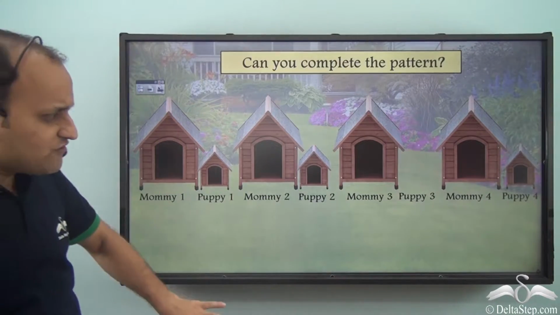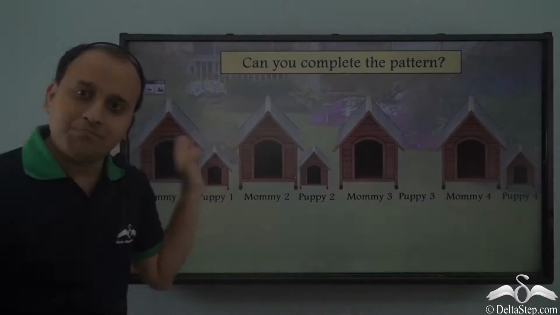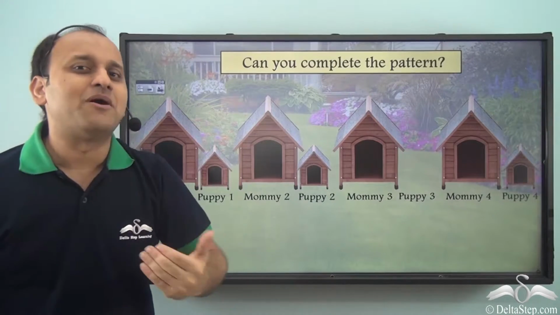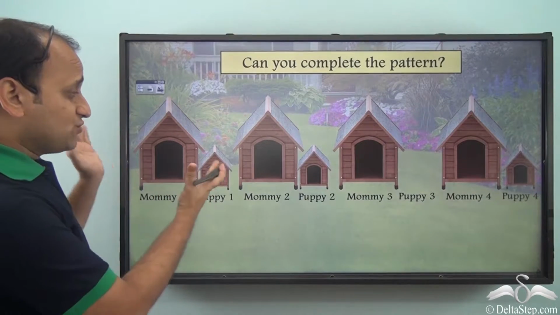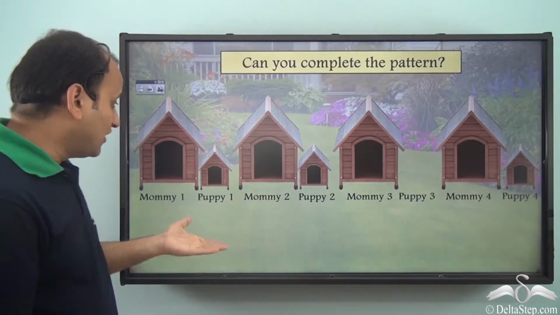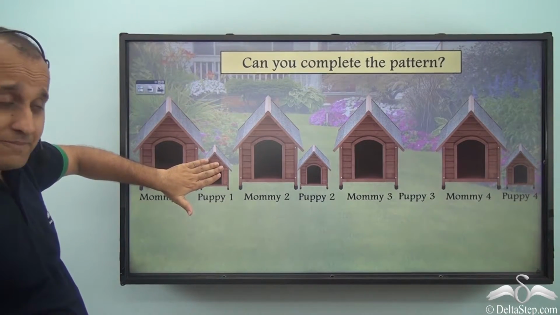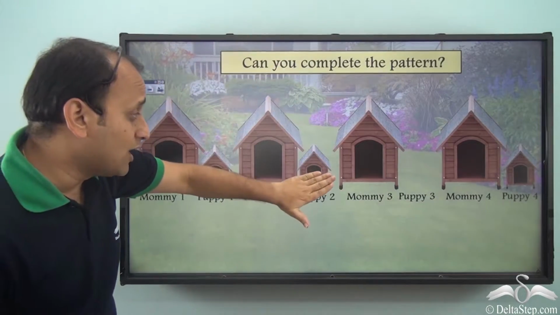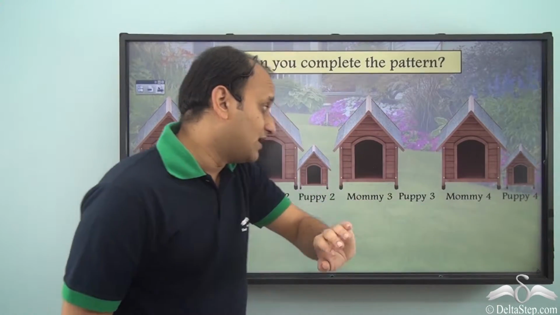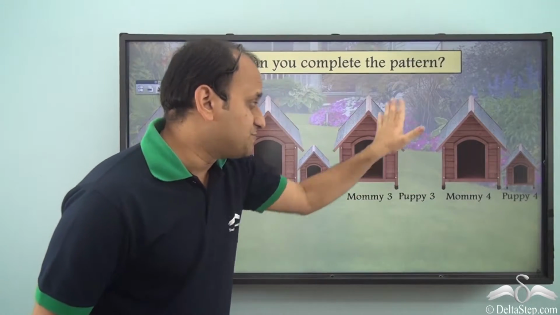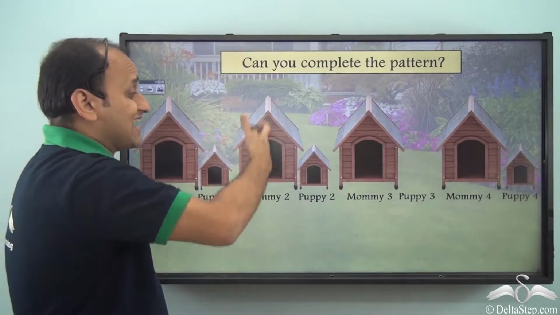Now where should we place the kennel for puppy 3 so that this becomes a pattern? Now what do we know about patterns? Well, pattern is a repeated design, isn't it? So what type of design do we see here that can be repeated? Well, we see that there is a large kennel for the mommy, then a small kennel for the puppy. Large kennel, small kennel, large kennel. Even here we have large kennel and small kennel. So where is the pattern breaking? It's breaking here. So after every large kennel we have a small kennel, and this design is repeating.